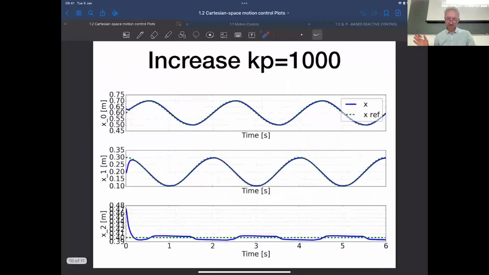Okay, that was the last slide. Of course, one word of advice, Kp equal 1000 is a pretty large gain. I think I've never used it on a real robot. Typically, you're much more in the range between 10 and 100 for feedback gains on a real machine.